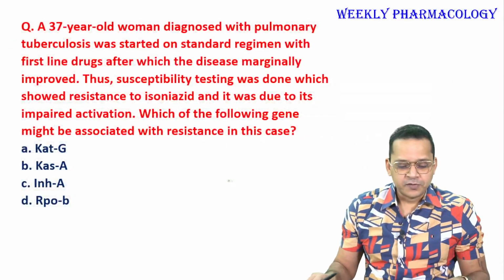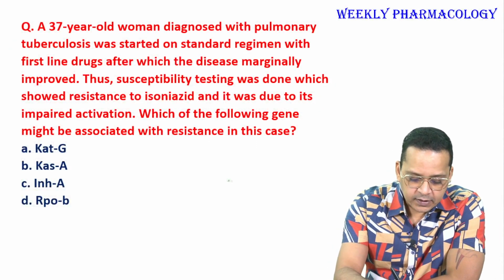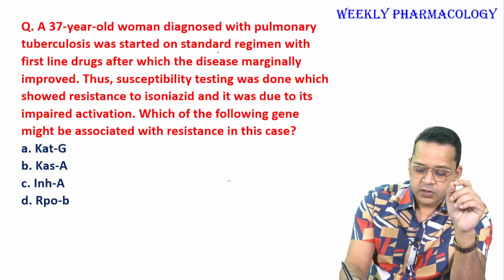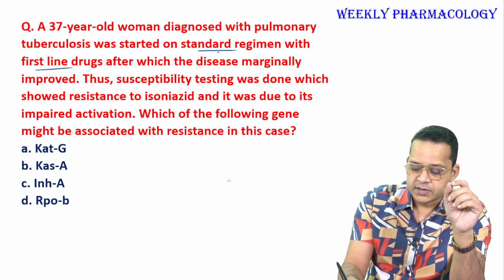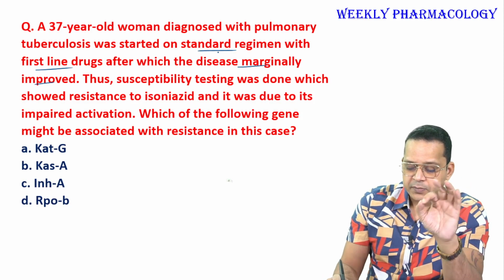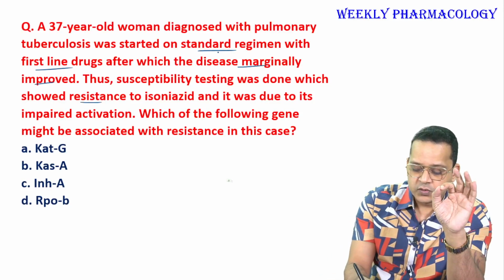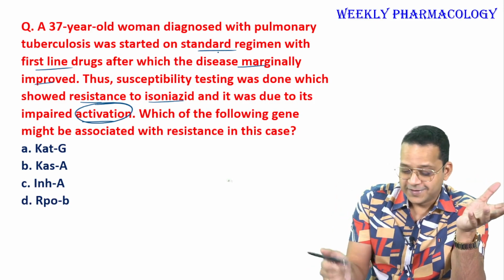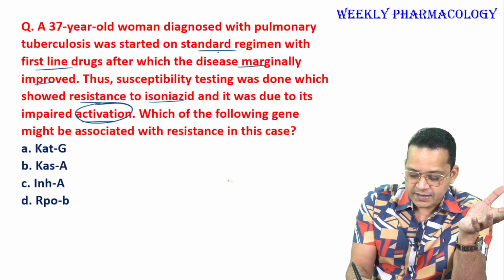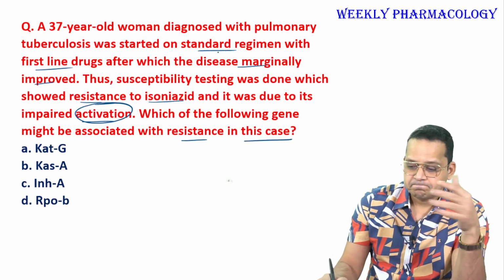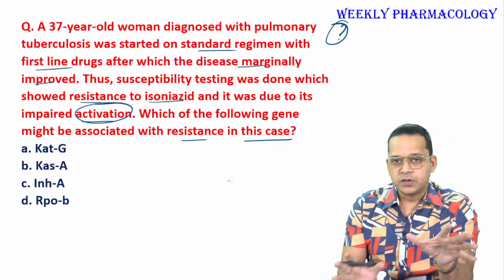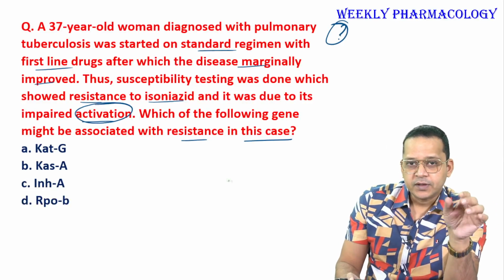All right, coming to the first question, guys, as you can see on the screen, a 37-year-old woman diagnosed with pulmonary tuberculosis was started on standard regimen with first-line drugs, after which disease marginally improved. Thus, susceptibility testing was done, which showed resistance to isoniazid, and it was due to its impaired activation. So it is not being activated. Where? That is what you have to think, right? Which of the following gene might be associated with resistance in this case? Right, which gene? What do you think, guys? What is the answer? So you can take some time, ponder upon, and then let me know the answer. What is the answer here?